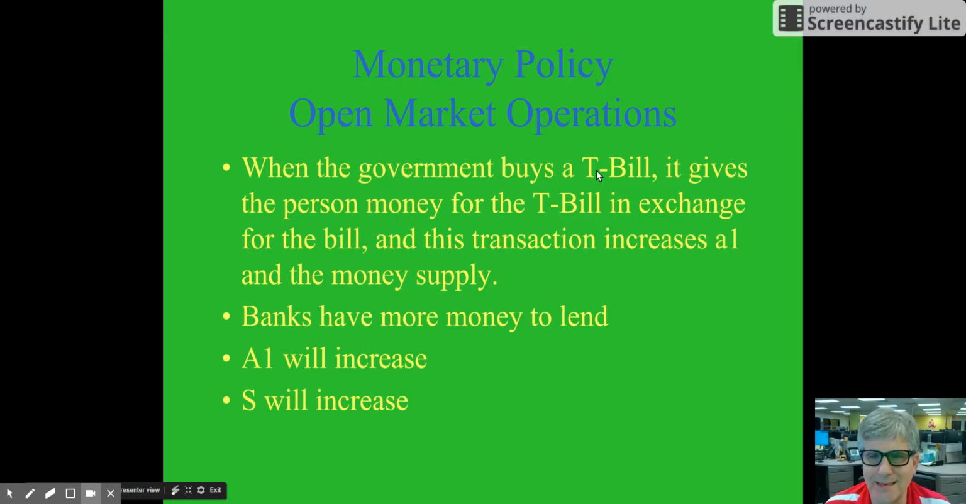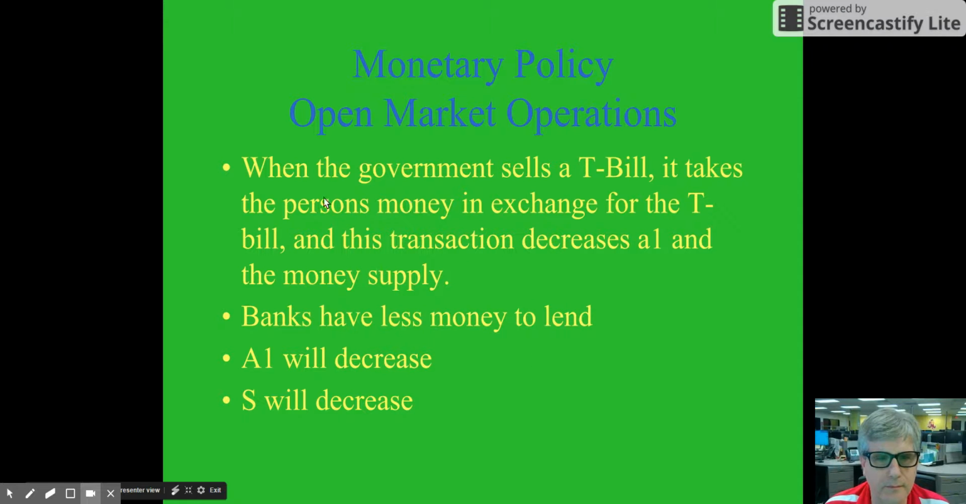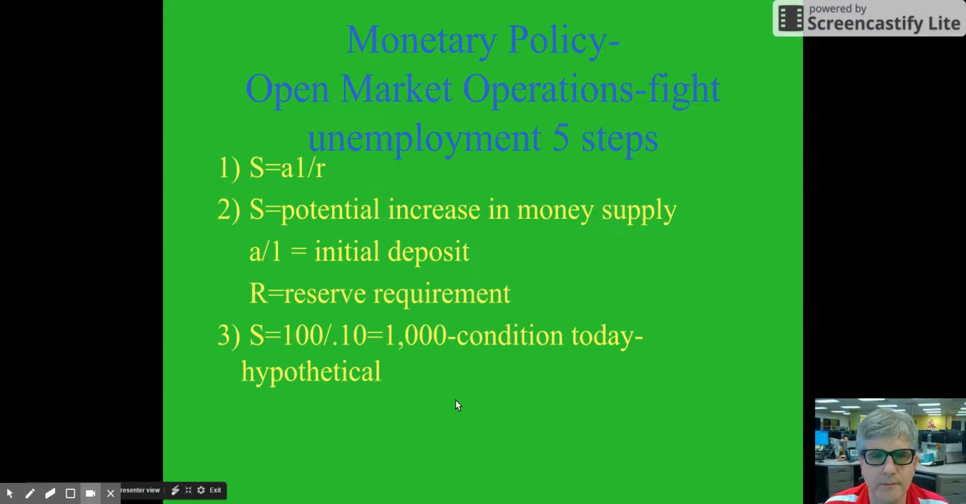When the government buys a T-bill, it gives the person money for the T-bill in exchange for the bill. This transaction increases A1 in the money supply. Banks will have more money to lend. A1 will increase, S will increase. When the government sells a T-bill, it takes the person's money in exchange for the T-bill, and this transaction decreases A1 in the money supply. Banks have less money to lend. A1 will decrease, and so S will decrease.